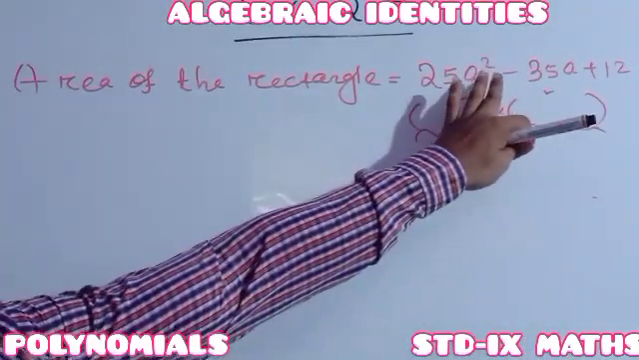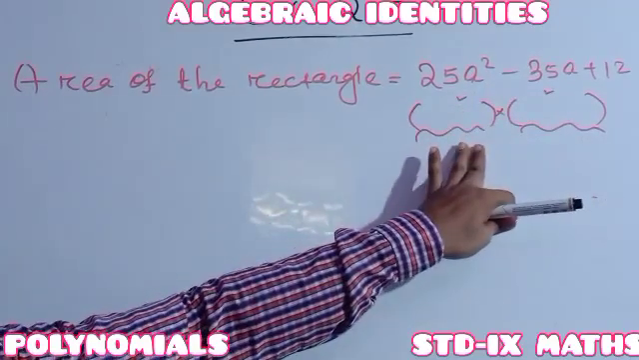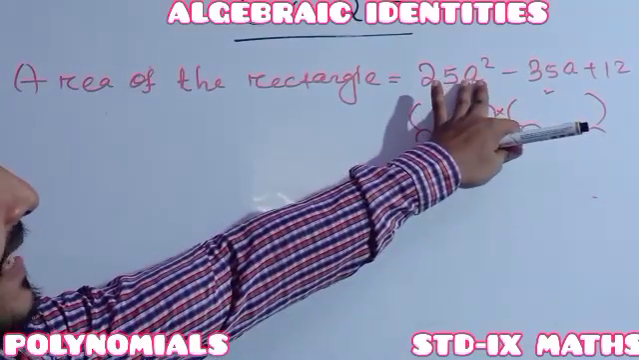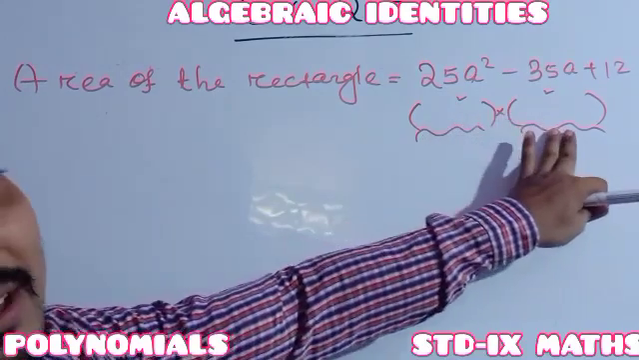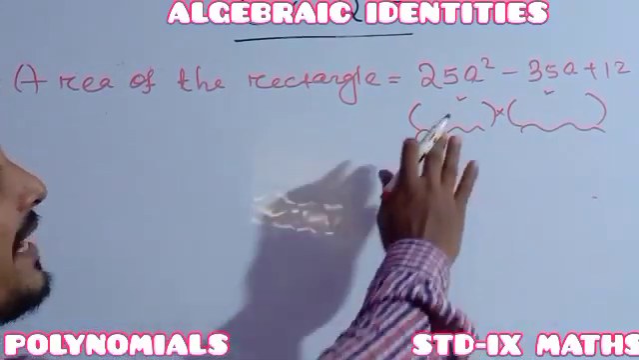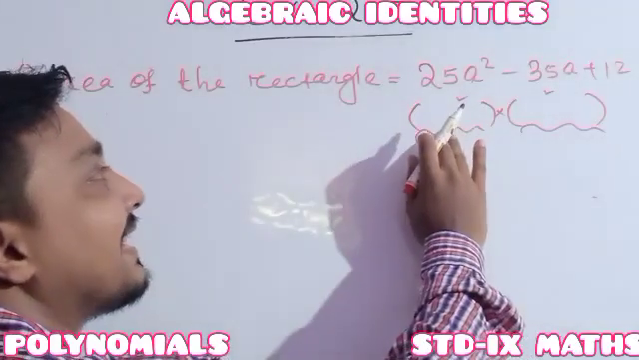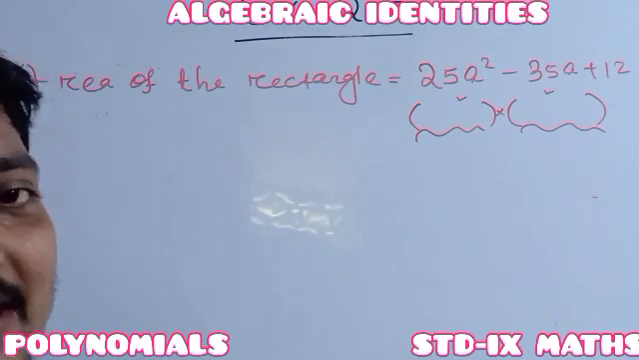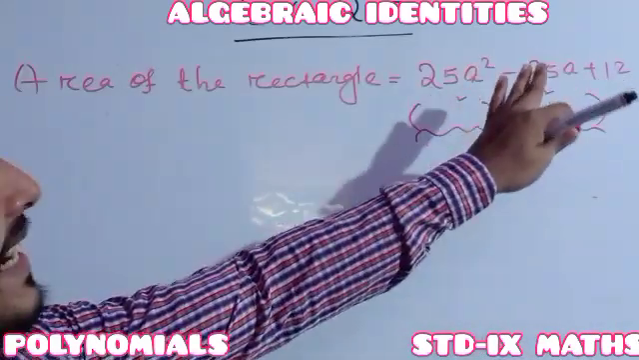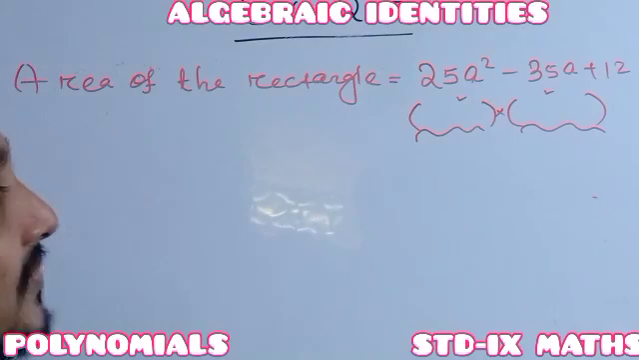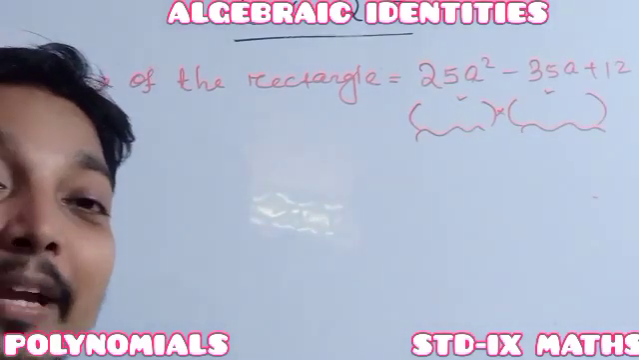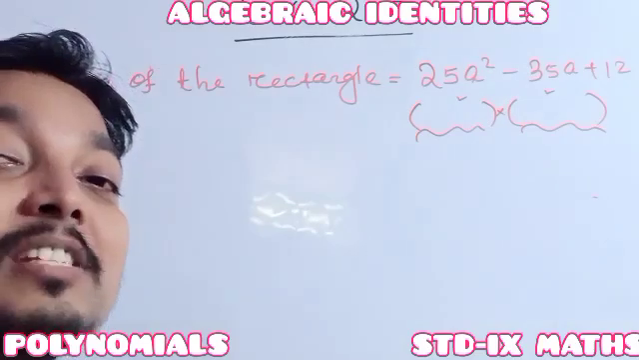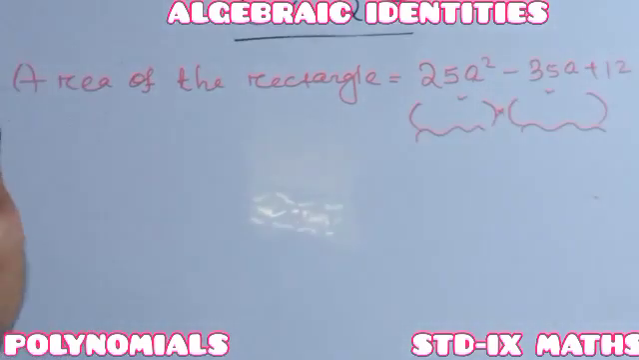Whenever the given area I can express in the factorization form, factorization form means it is quadratic. So 100% it will be the product of two linear factors. Whenever we can express two linear factors, one I can take as the length, another as the breadth. So the important thing is I must express this in factorization form. This is a quadratic polynomial, and you know very well that a quadratic polynomial we can factorize by using the splitting method.